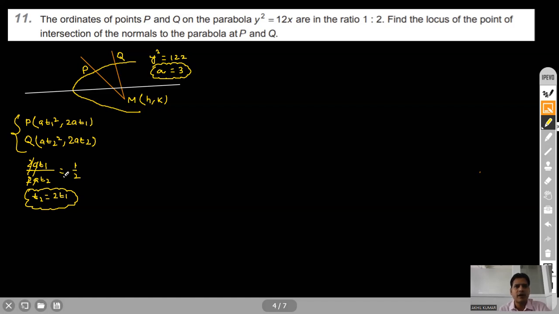And the parabola is given as y square is equal to 12x. So from this information, we found that t2 is equal to 2 times t1. We have to find the locus of the point of intersection of the normals to the parabola. So how can we do that? We can write the equation of the normal from point P, or find the locus of the point of intersection of the normals. So this t2 is 2 times t1. How can we proceed?